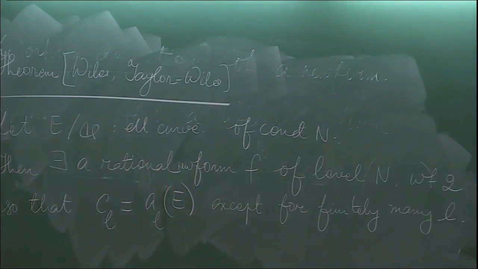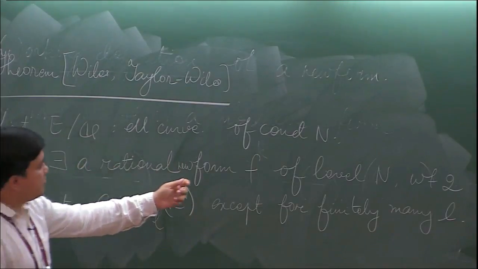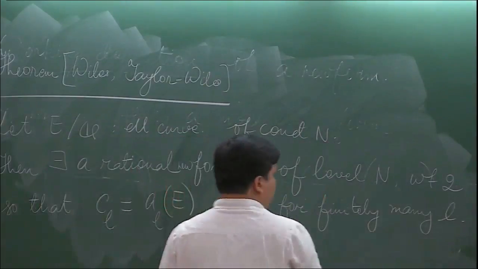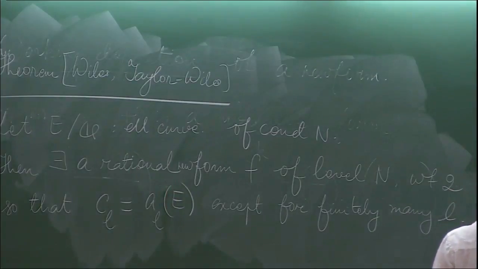The converse was known much before Wiles. It's actually a theorem due to Shimura that if you have a rational new form F of weight 2, then to that you can associate an elliptic curve of conductor N. You have to look at the Jacobian of the modular curve and the quotients of it.